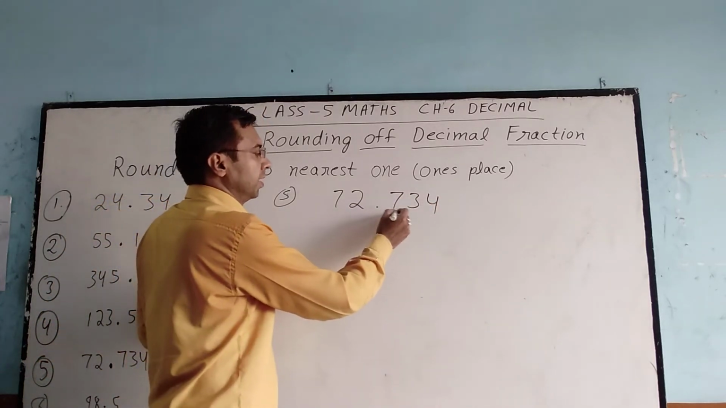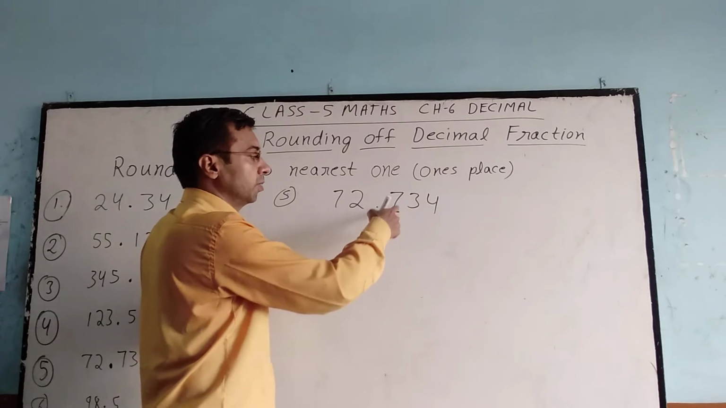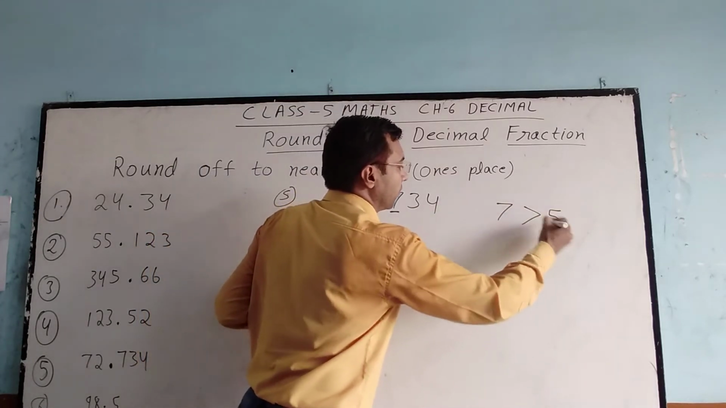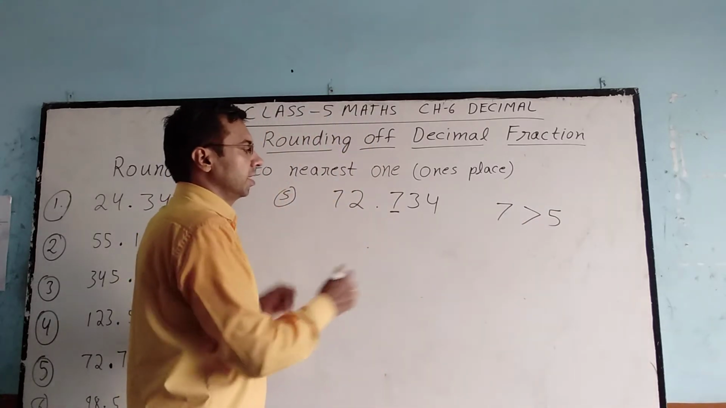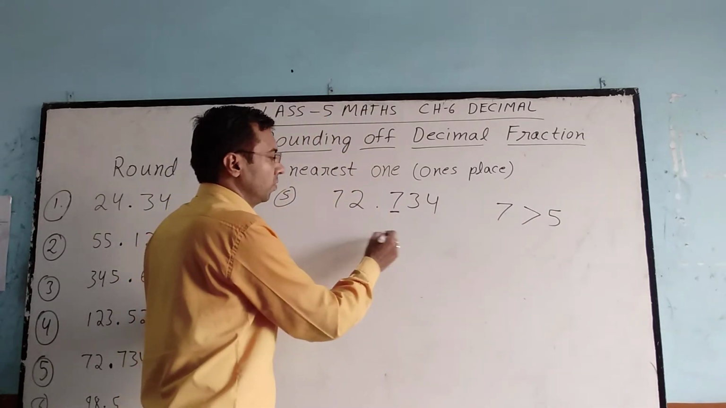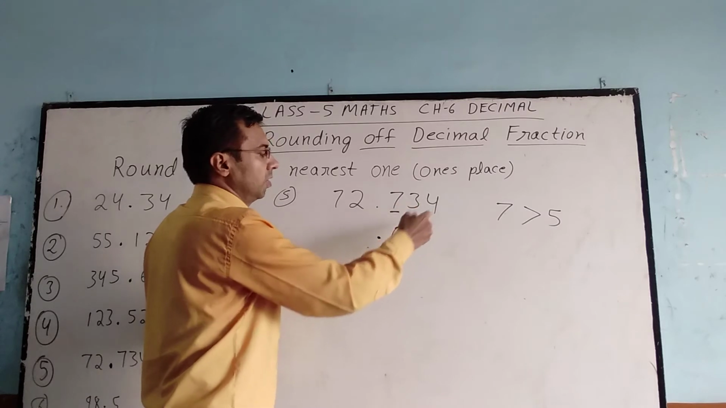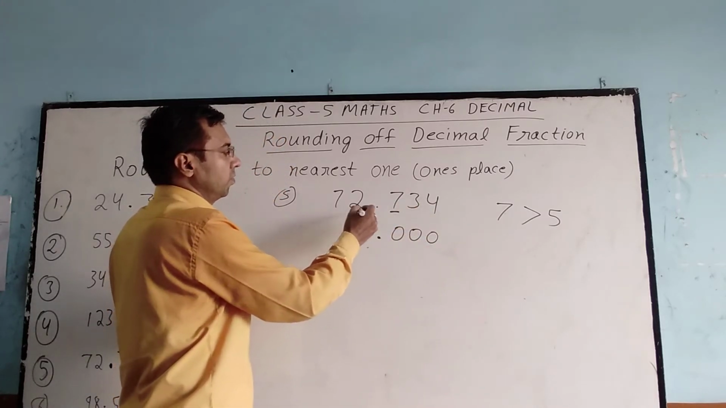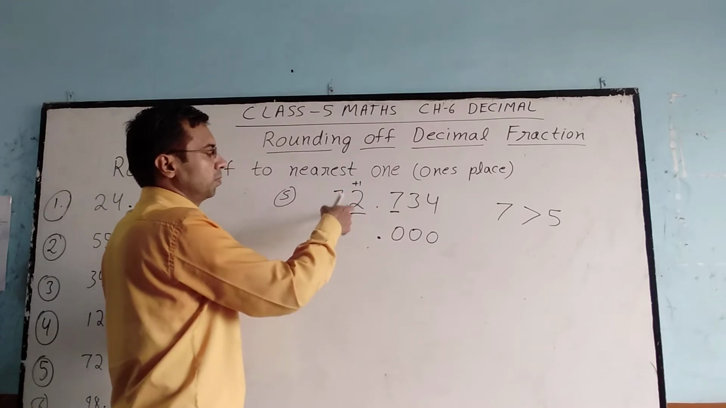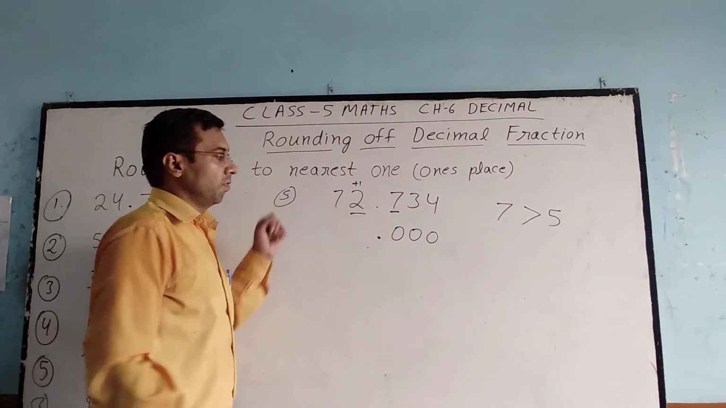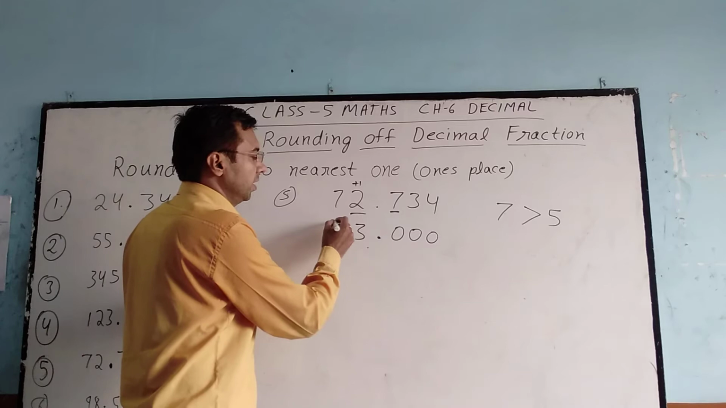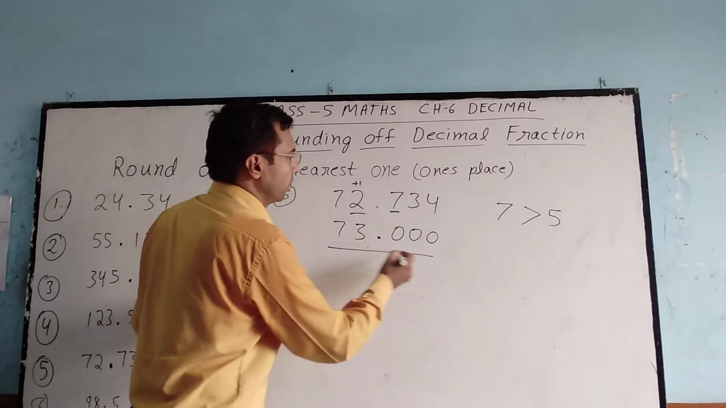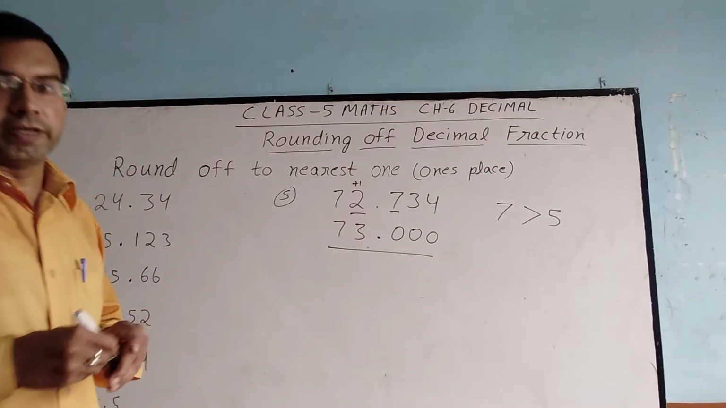Students, the 10th place digit is 7. 7 is greater than 5. So what do we do? We change all the decimal places into 0, and we add 1 in the ones place digit. 2 plus 1 is 3. There is no change in the tens place digit. This is rounded off to the nearest 1.